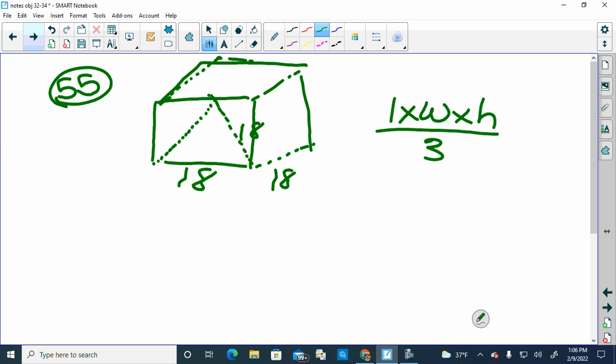Okay, so our length is what? Our height is? And our width is 18. Okay, and then we're going to divide it by 3. 1944. Okay. So 1,944. Okay, so all of our numbers were given to us. There just happen to be this.